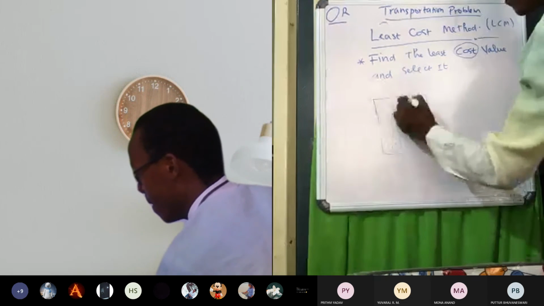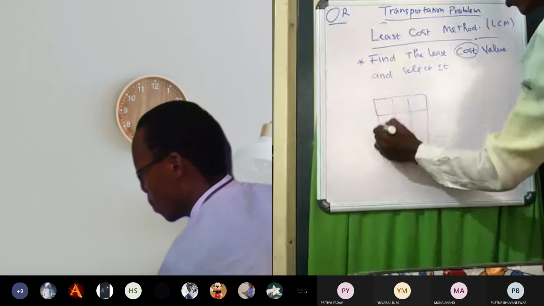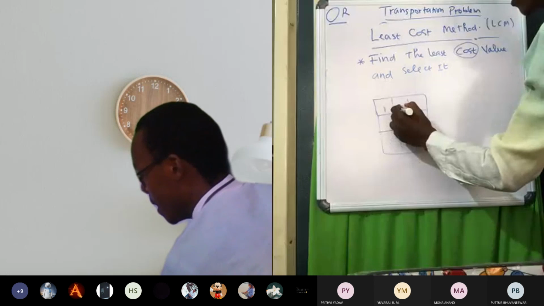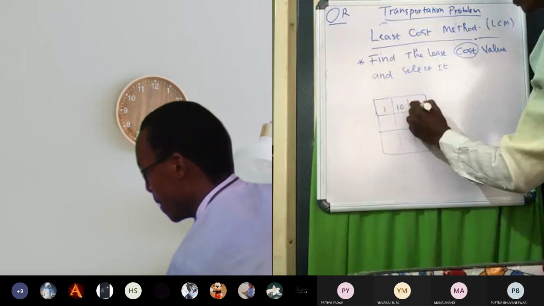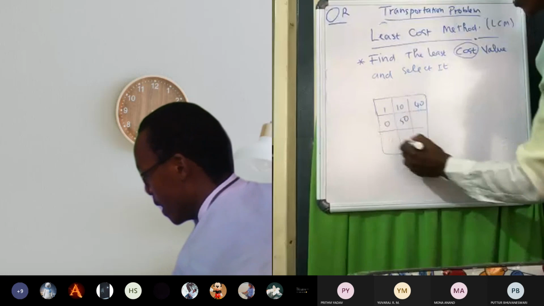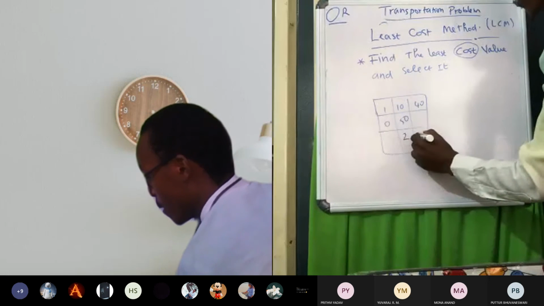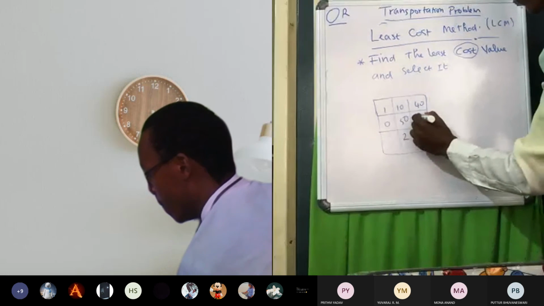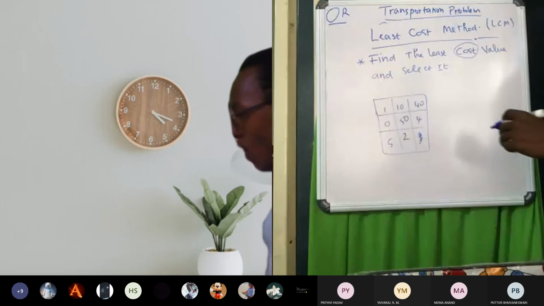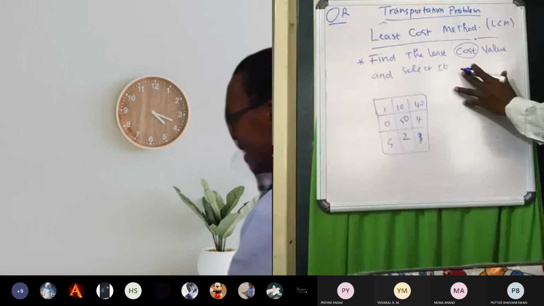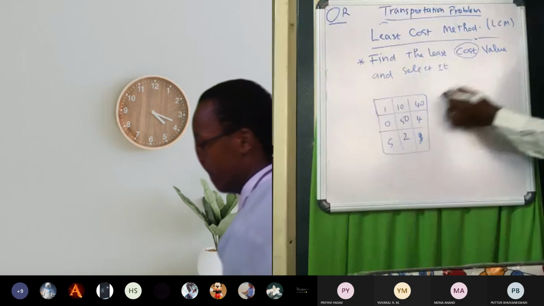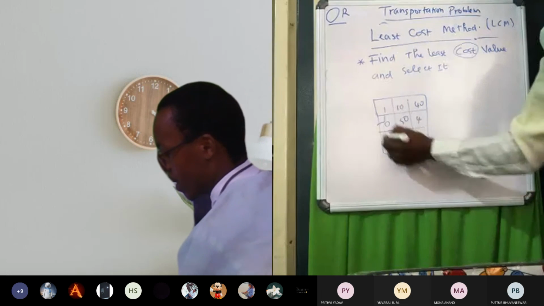So here we have the source and destination. The costs here are 1, here is 10, here is 40, here is 50, here is 0, here is 2, 3, 4, and here is going to be 5. Now, what do you do? You select the least cost value. Which is the least cost value? It's 0. You select this one.